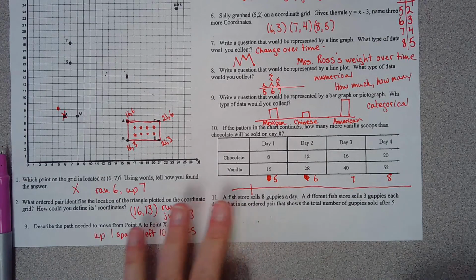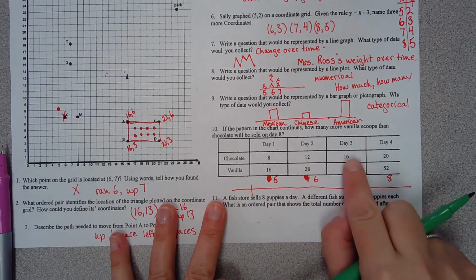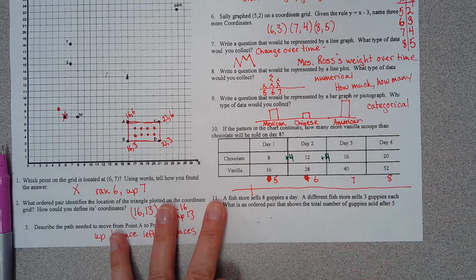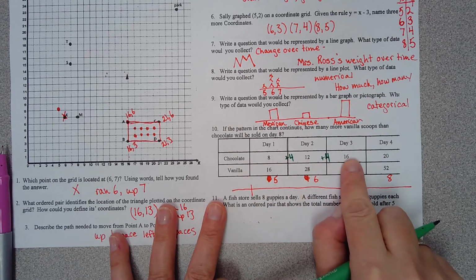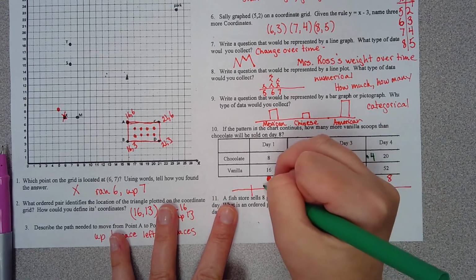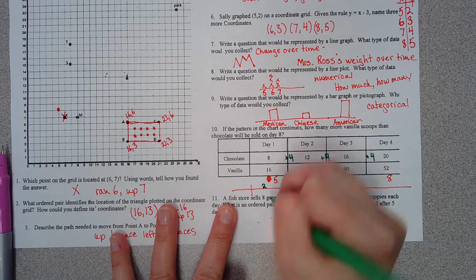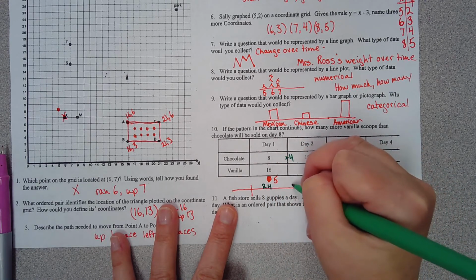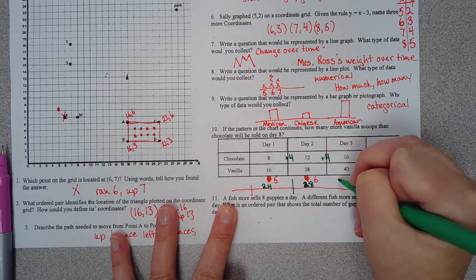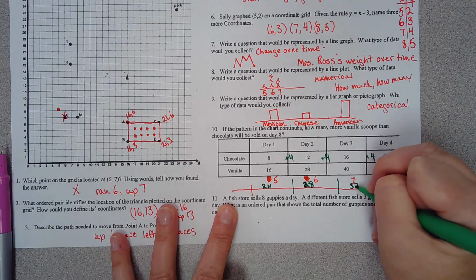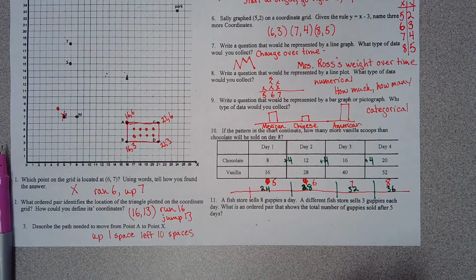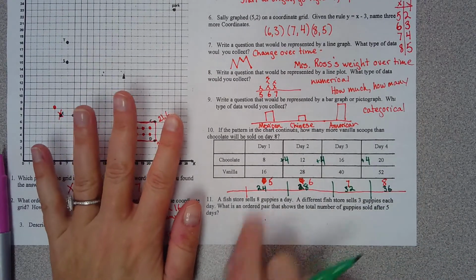So for chocolate, it goes 8 to 12, 12 to 16, 16 to 20. It's going up 4 every time, right? So let's do that. 8 plus 4 is 12. 12 plus 4 is 16. 16 plus 4 is 20. 20 plus 4 for day 5 is 24. Then for day 6, we've got 28. And for day 7, we've got 32. Then for day 8, we've got 36. Now, we have to do the bottom.